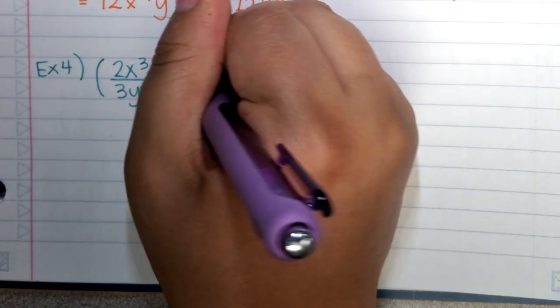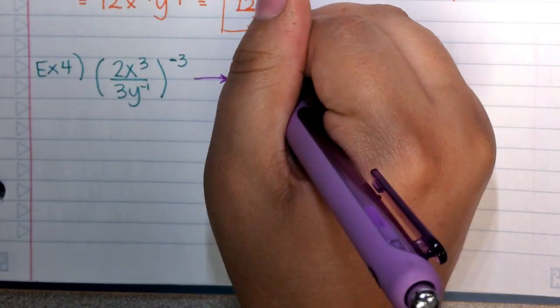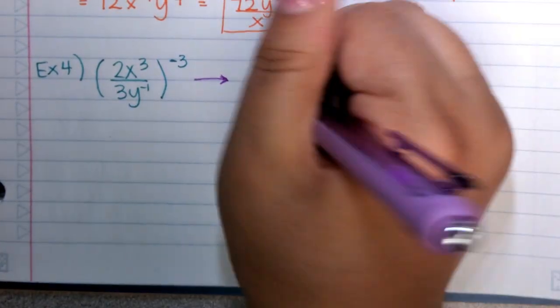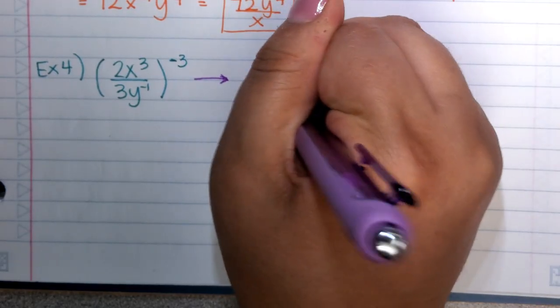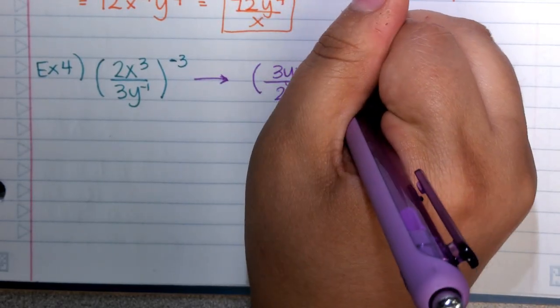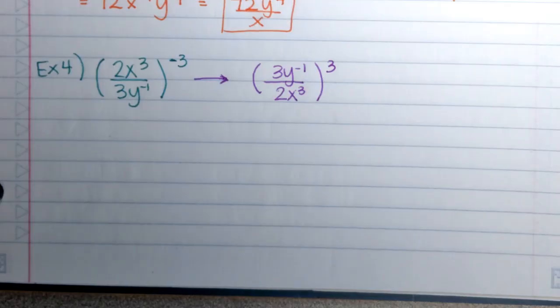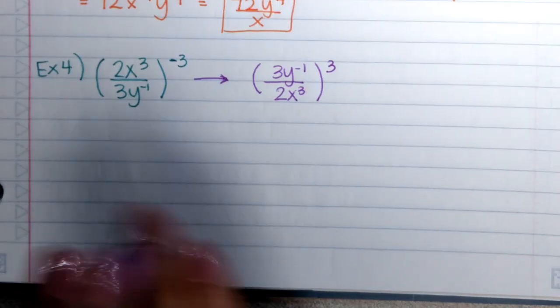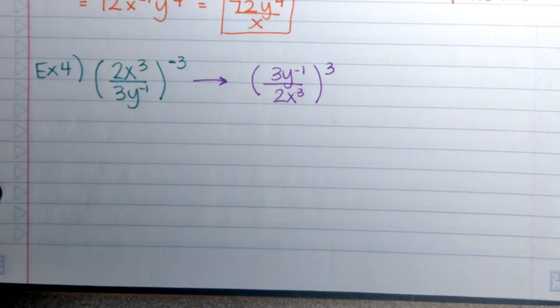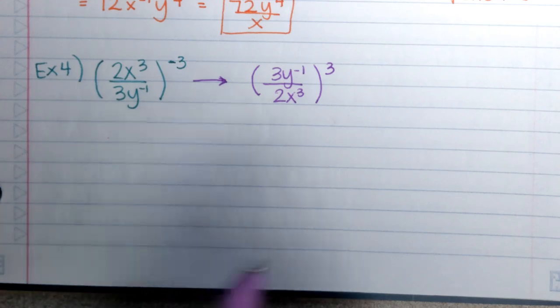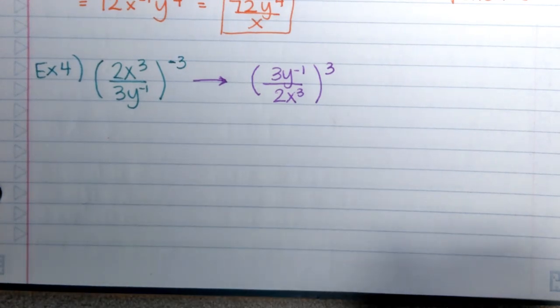Oh, yes. So instead of having this, I'm going to put 3y to the negative 1 up top and 2x cubed on the bottom. And now this is going to become a positive 3. That negative out front, you can just flip that fraction. I think it makes it easier to solve. Could you distribute it right in the beginning? Yes. But I think this makes it easier.